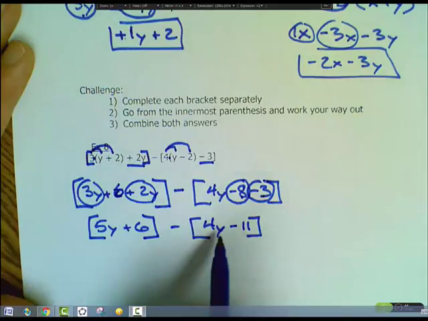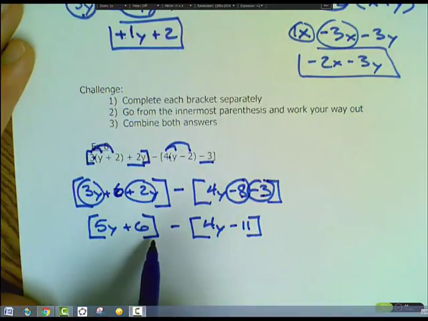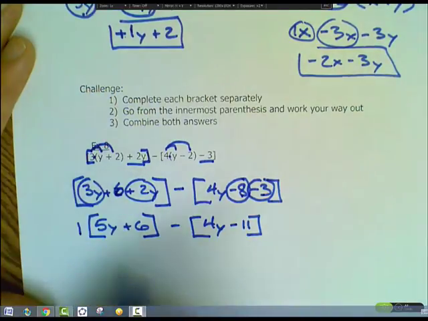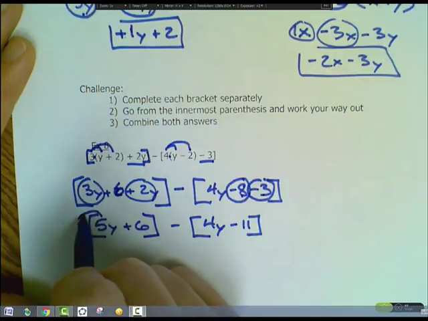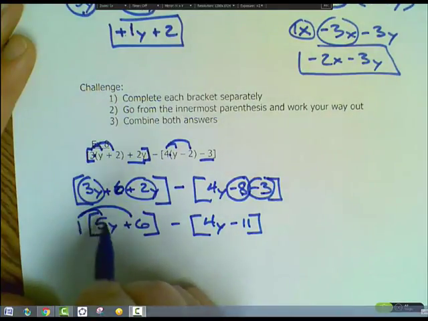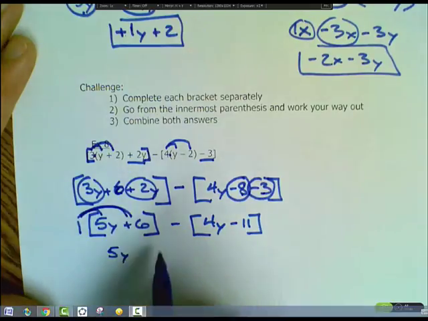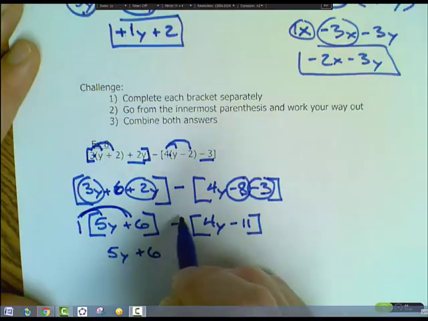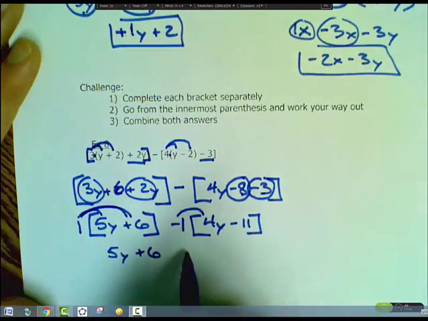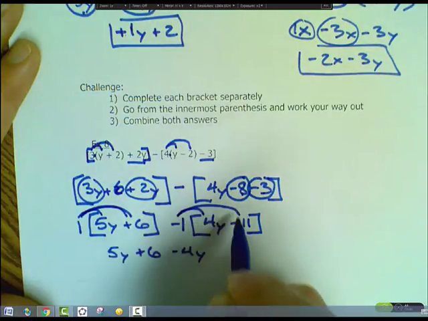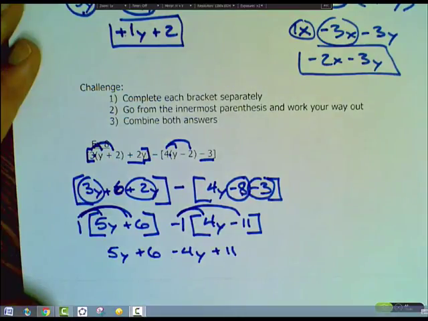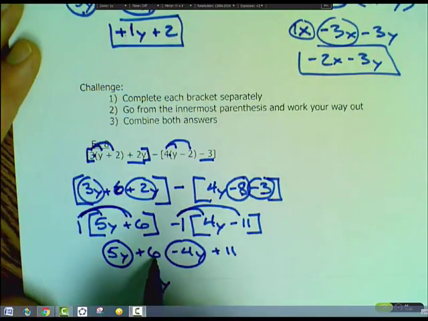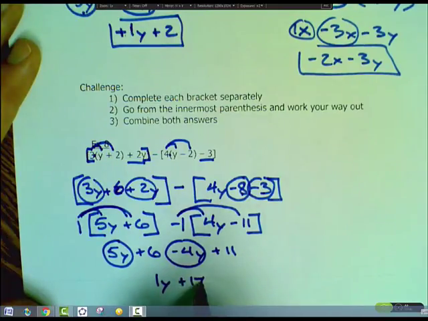And now I'm going to combine my two groupings here. These act just like parentheses. So how you eliminate parentheses is, again, Manu's little trick of the ghostly 1. You always assume a 1, and you can distribute that 1 to eliminate the parentheses. So 1 times 5y is 5y. 1 times 6 is positive 6. Here again, you can assume that 1 and distribute. Negative 1 times 4y is negative 4y. Negative 1 times negative 11 is positive 11. Combine your like terms. 5y minus 4y is 1y. Positive 6 plus 11 is positive 17.